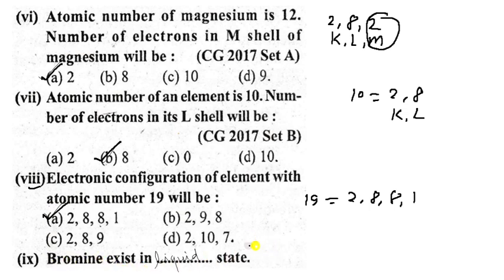Now, bromine exists in which form? It is in liquid form. So you have to write this one, liquid form. So these are the questions you can do in the copy.